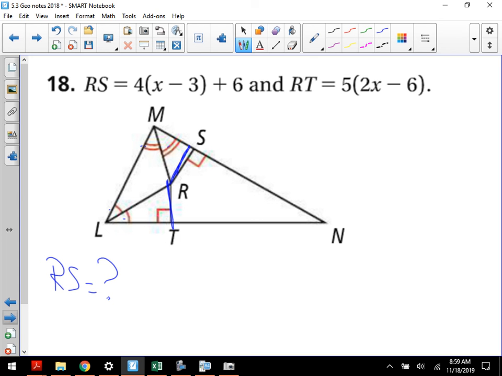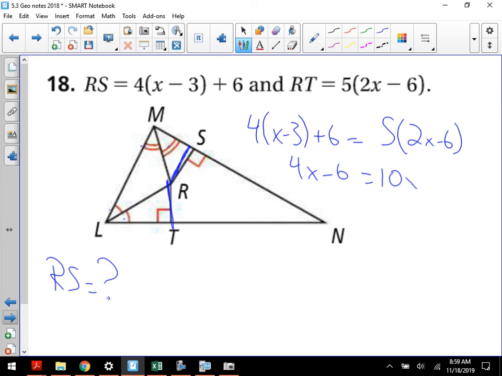So we get 4 times the quantity x minus 3 plus 6 is 5 times the quantity 2x minus 6. When you math that, you get 4x minus 12 plus 6, so you get 4x minus 6, and then 10x minus 30. Subtract the 4x, add the 30, we get 6x is 24, and you get x is 4.